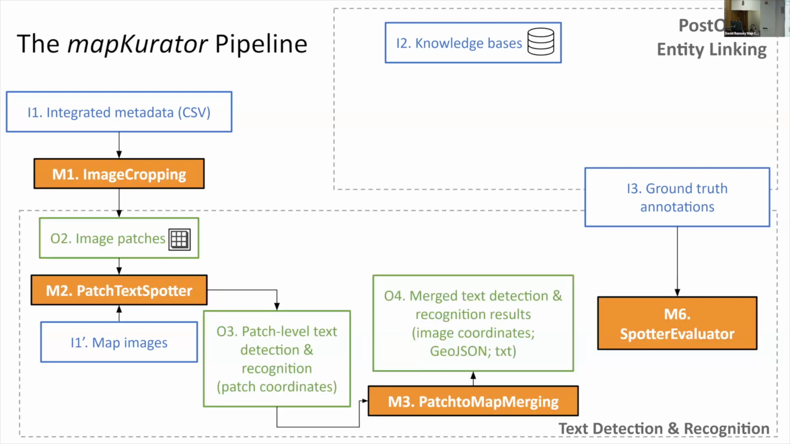I will go more into the mapKurator pipeline. First, we use the image cropping module, which generates image patches. And the next step, we use the patch text spotter, which generates patch-level text detection and recognition. And the next step is patch-to-map merging, which merges text detection and recognition results with image coordinates, and the format is a GeoJSON file.